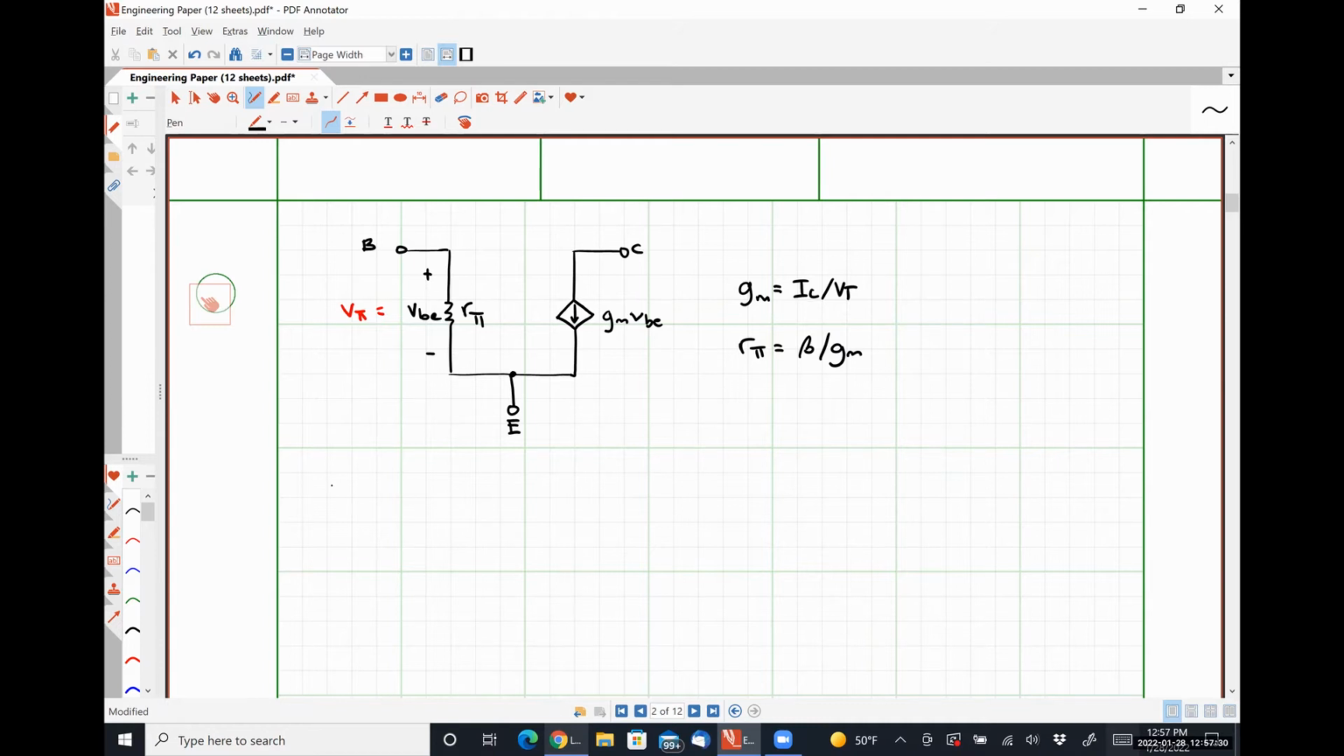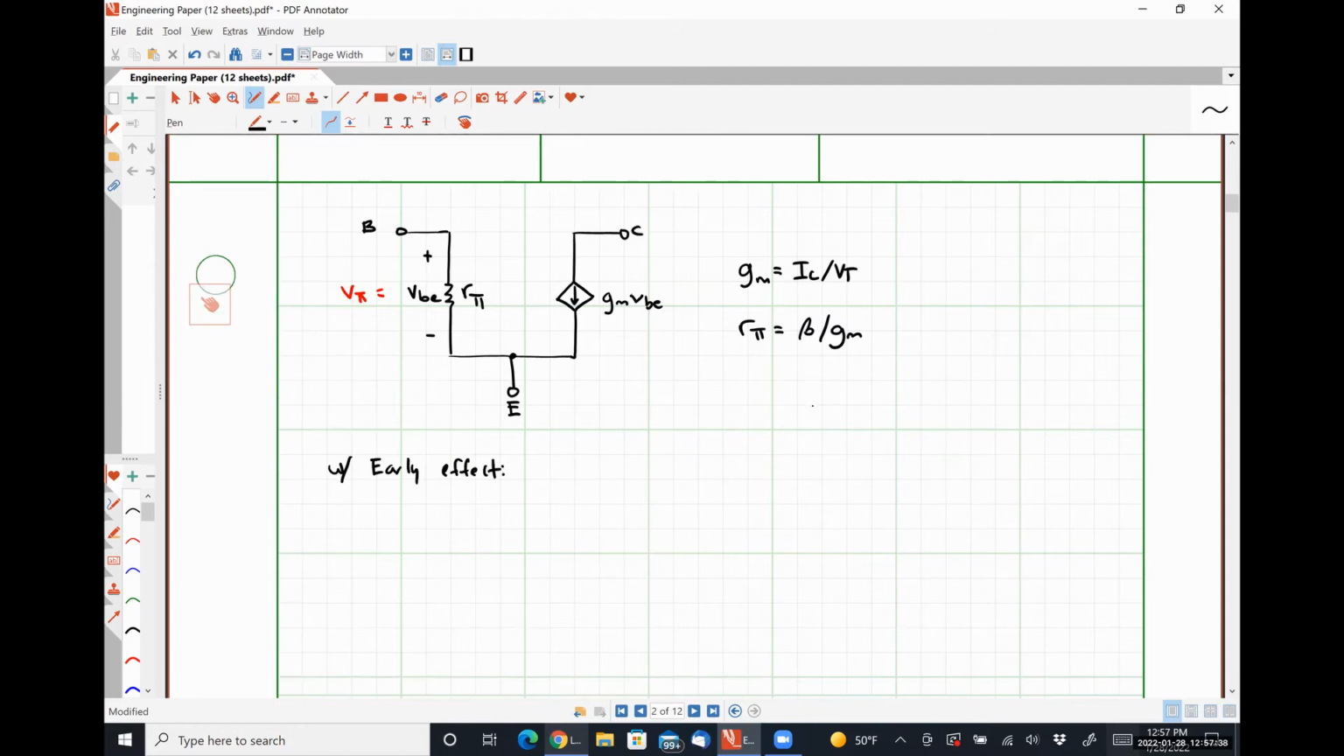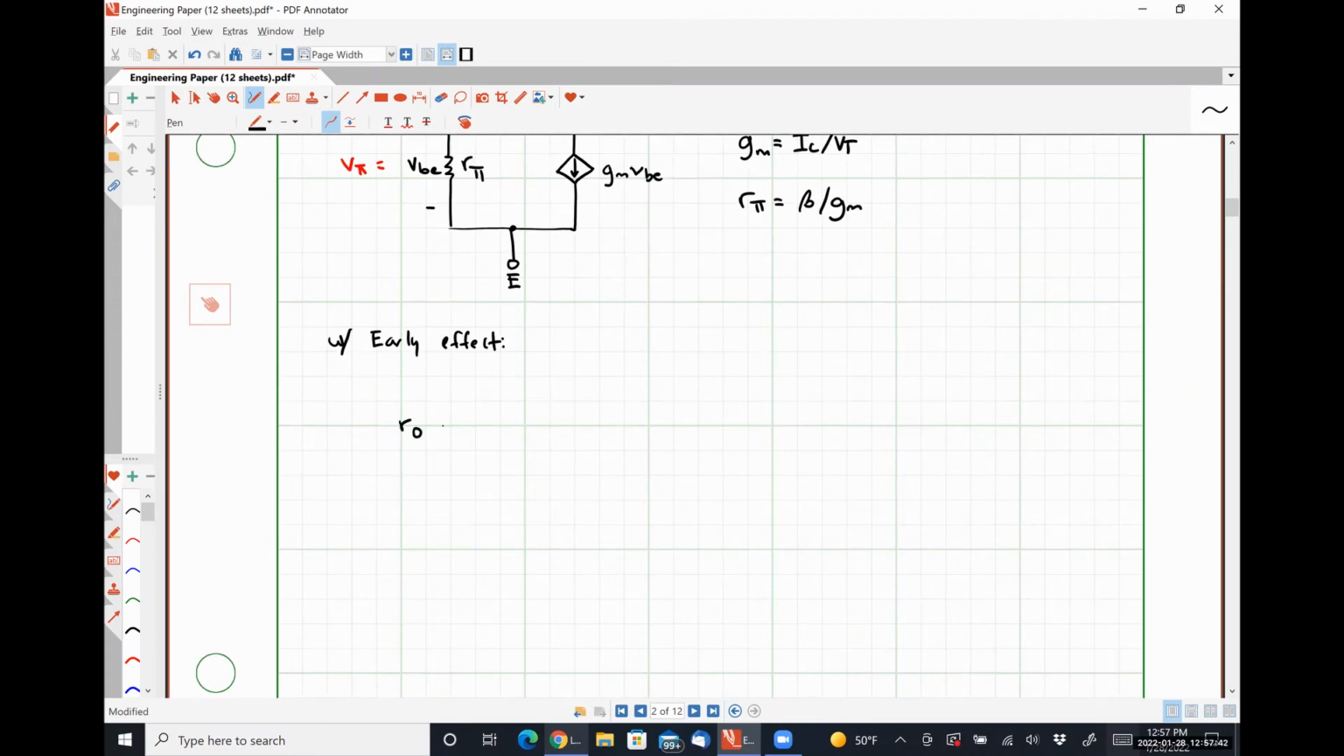We can model this. So let's put with early effect. We can model this as a small signal resistance, R lowercase o, because it appears effectively at the output of our amplifier, is the partial derivative of lowercase i capital C divided by the partial of capital VCE evaluated at some constant base emitter voltage to the -1 power.